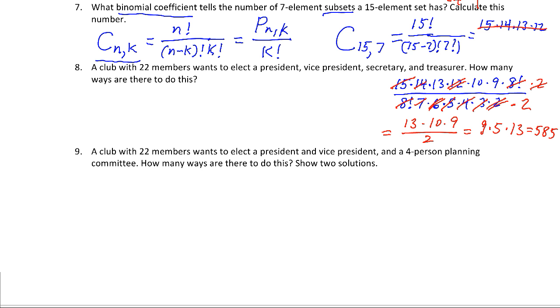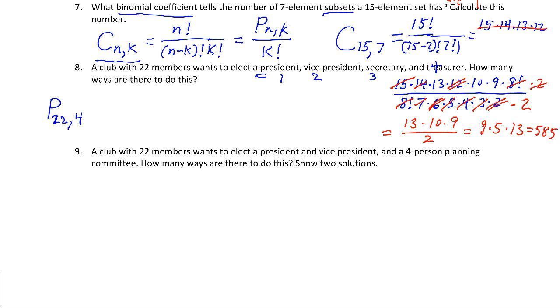Okay, on to the next problem here. A club with 22 members wants to elect a president, vice president, secretary, and treasurer. How many ways are there to do this? Well, that's one of the mnemonics that we use. The P is for president, so to speak. And we are selecting a 4-element list, that is an ordered 4 elements, out of 22. And so that is P(22,4).